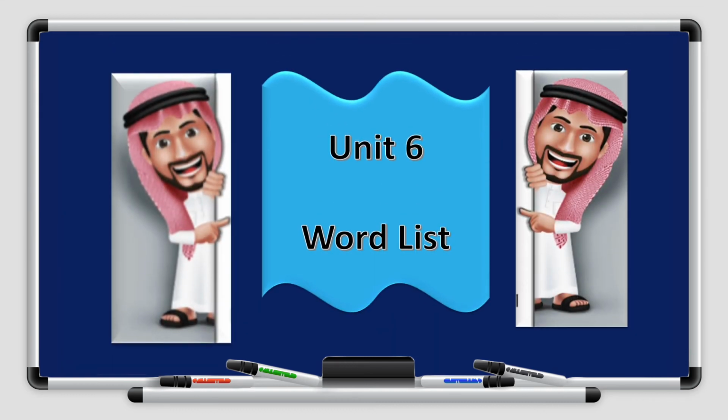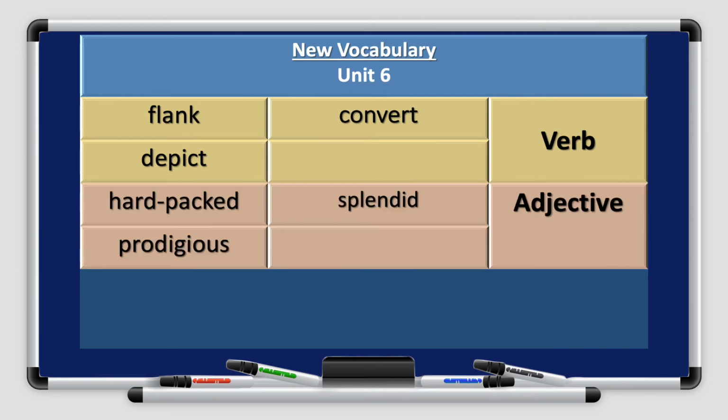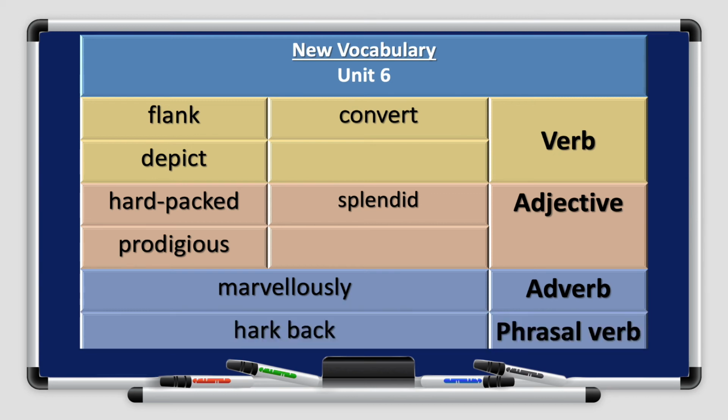In this unit, we took several new words, and they are, for the verbs, we took the word flank, convert, and depict. For the adjectives, we took hard packed, splendid, and prodigious. For the adverbs, we took marvelously, and for phrasal verbs, we took the word hark back.